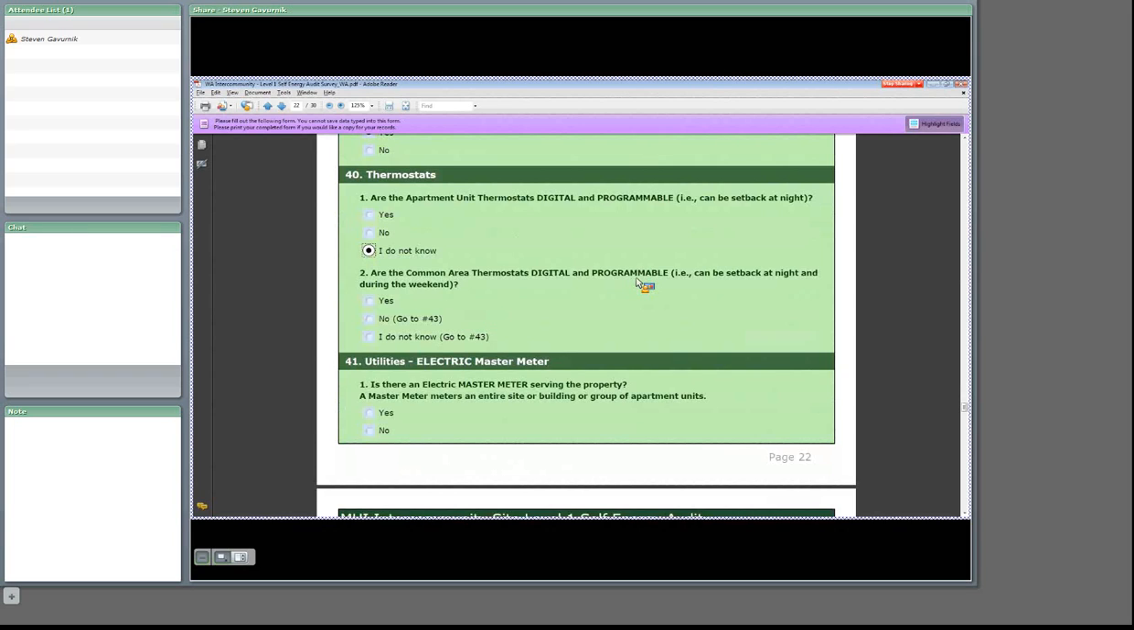And the same question for the common area thermostats. Are they digital and programmable? And the key thing we're after is, can it be set back on weekends and nights and so forth? So you'd indicate yes or no, and I don't know.